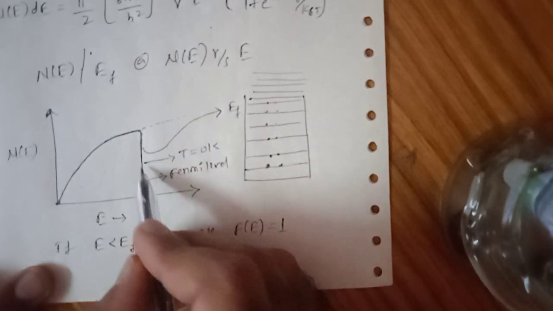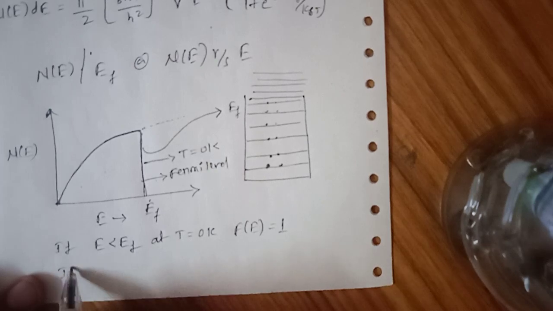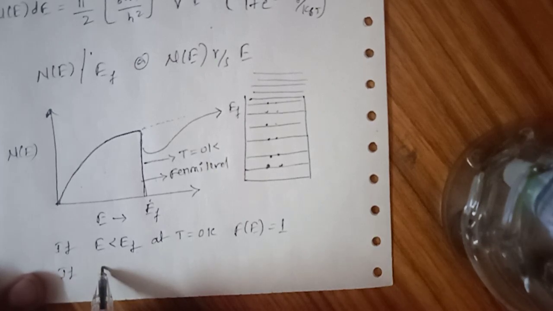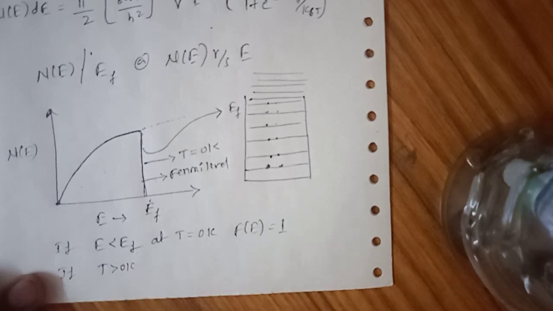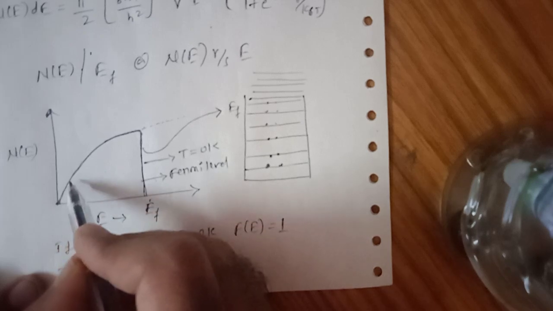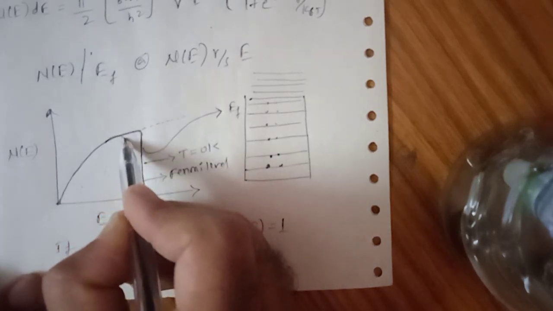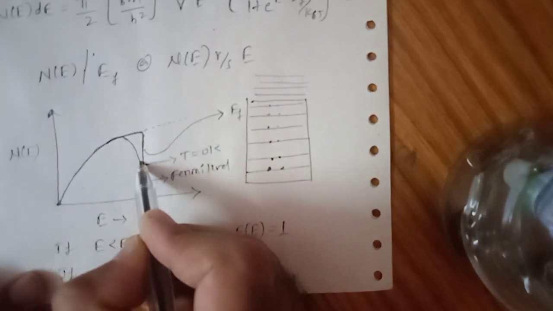The corresponding energy is known as Fermi energy. Okay. Then, if temperature is greater than 0 Kelvin, what happened? The curve slightly changes like this.